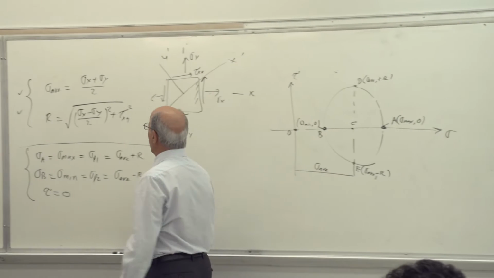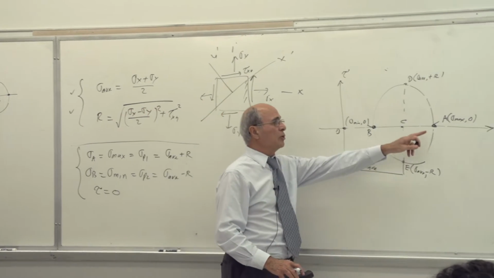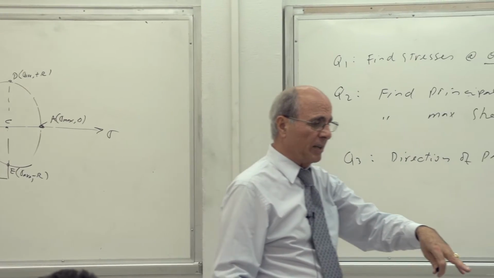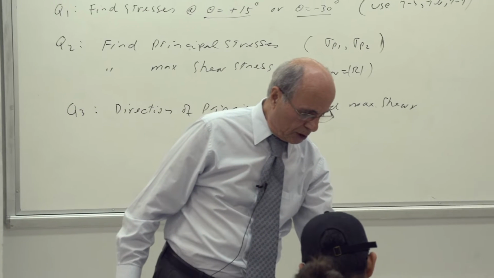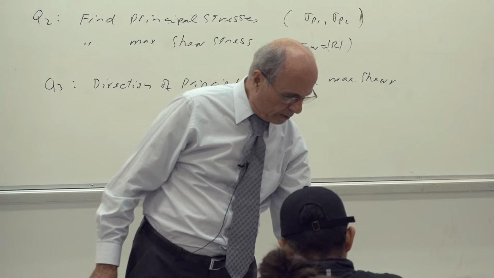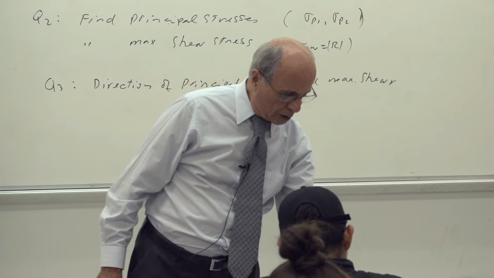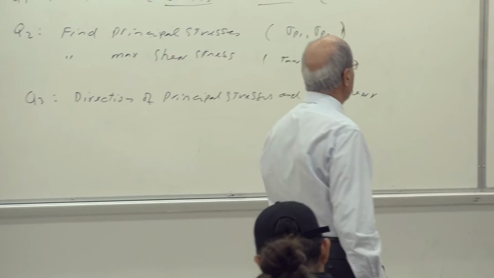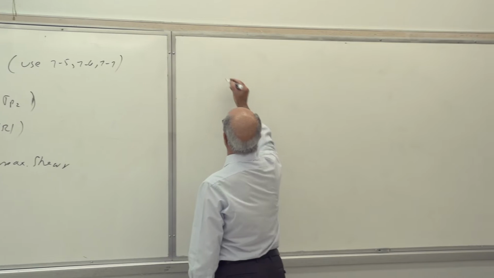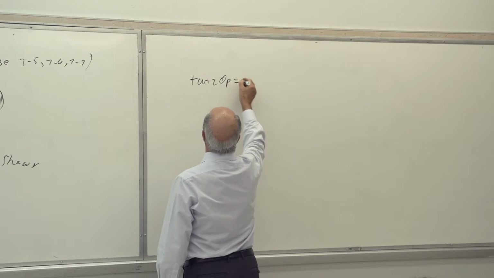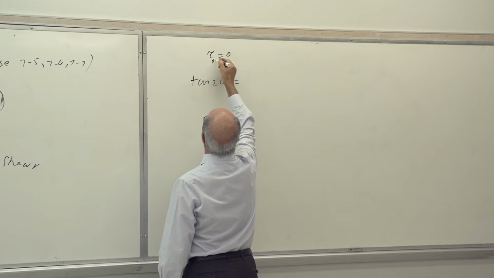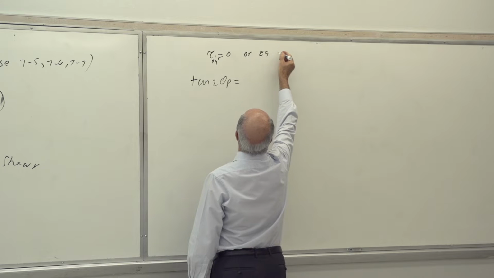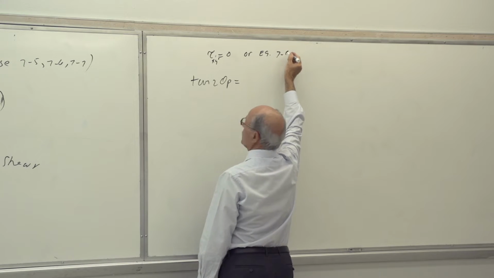In order to get that equation, since tau is equal to 0, I put equation 7, 6 equal to 0. Look at it. It becomes a tangent. Everybody see that? If that equation becomes equal to 0, you get sine of 2 theta divided by cosine of 2 theta. Do you see that? Yes? So you end up with this equation: tangent of 2 theta p, set tau xy equal to 0, or tau x prime y prime, or equation 7, 6 or 7, 7. Which one is it?